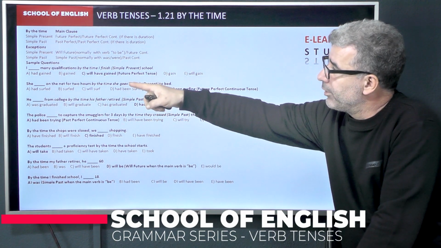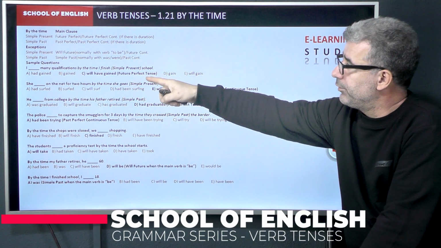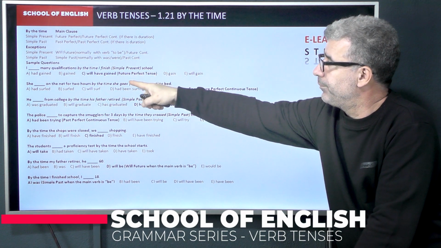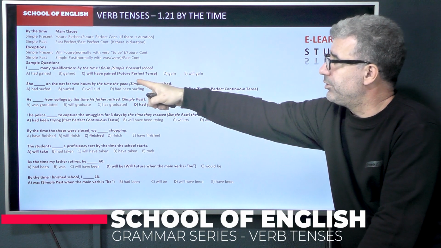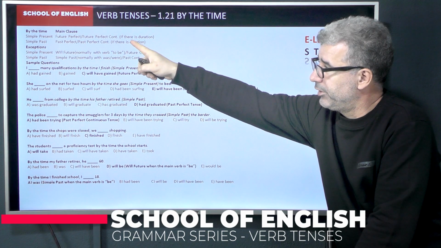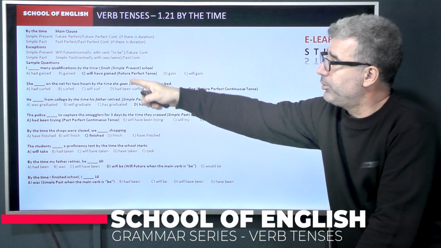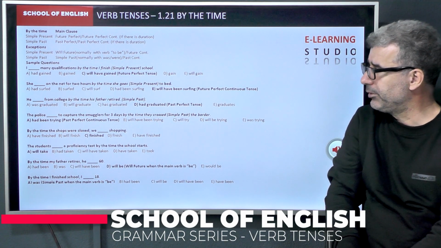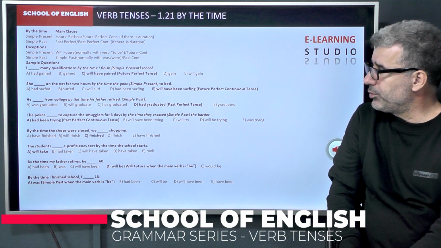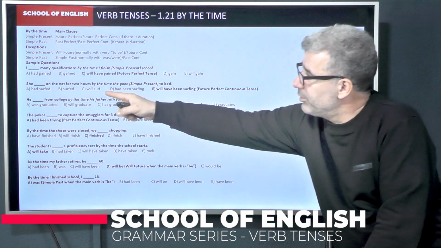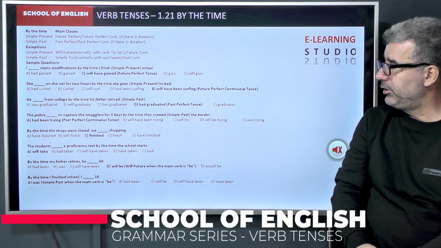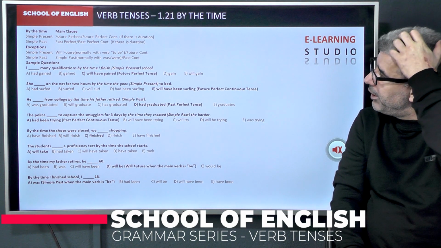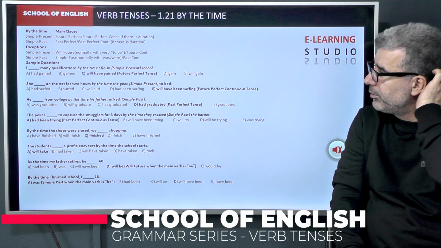Sample questions. Many qualifications by the time I finish school. Simple present tense is used with "by the time." Then when we have a look at the options here, we need to choose future perfect tense. I will have gained many qualifications by the time I finish school. The second example, "by the time" is used with simple present again, but there is a duration, for 2 hours. Then we need to choose "will have been surfing." She will have been surfing on the net for 2 hours by the time she goes to bed.